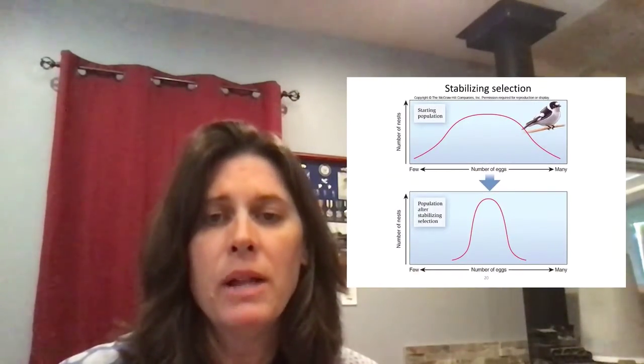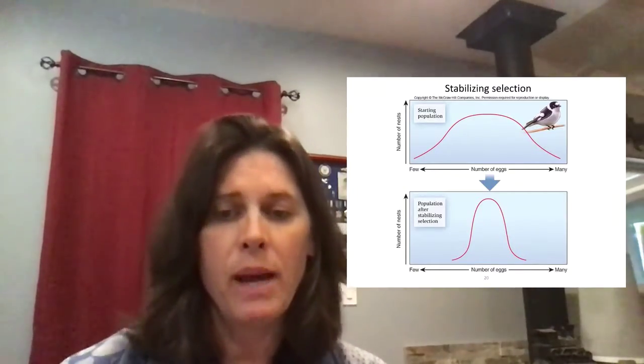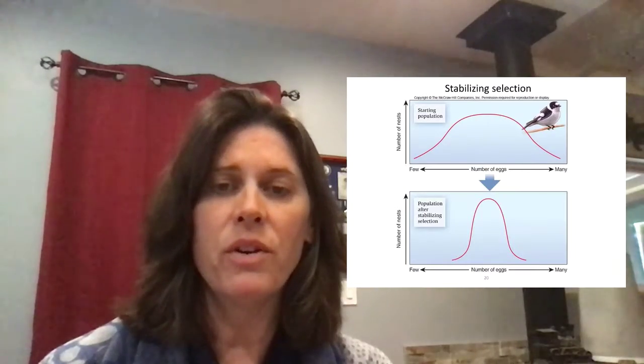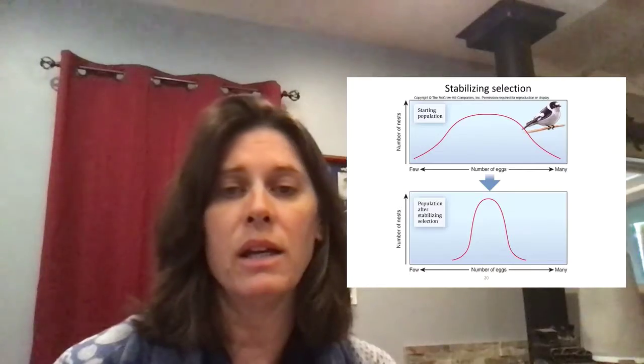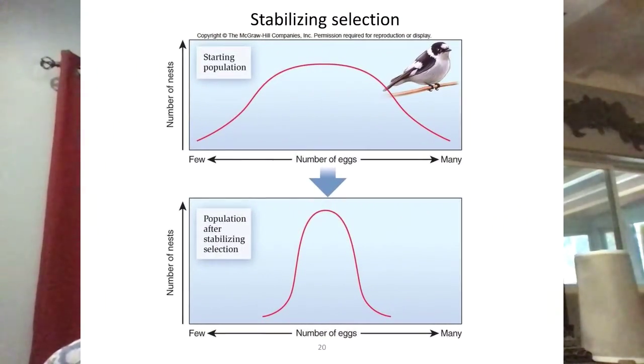Okay, in stabilizing selection, so again, a form of natural selection, what happens with stabilizing selection is it favors the survival of individuals that have the intermediate phenotypes. The extreme values of a trait get selected against, right? So let's check out this graph.